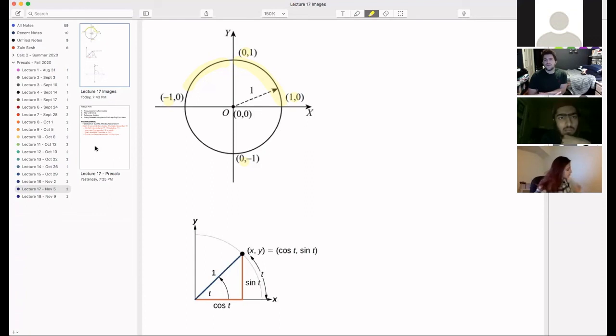I mean, double what exactly? So yes, we have the equation x squared plus y squared equals 1, which is the equation for the unit circle.